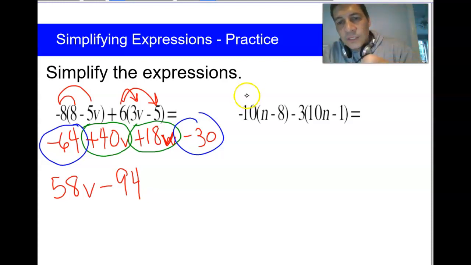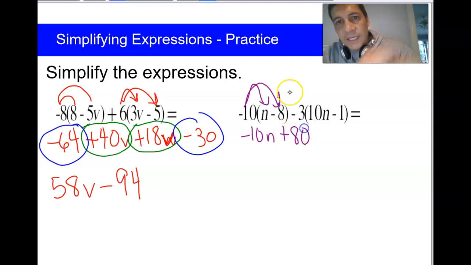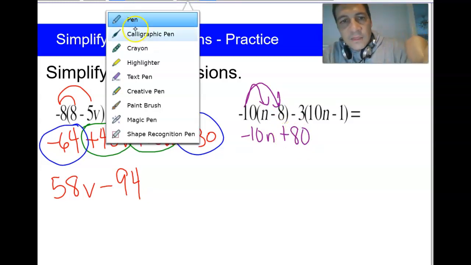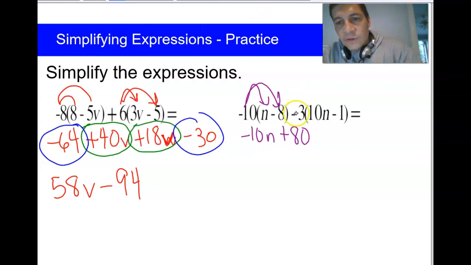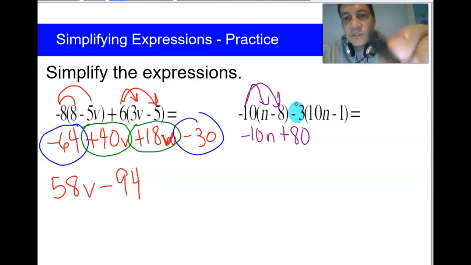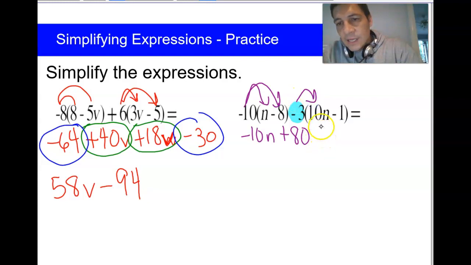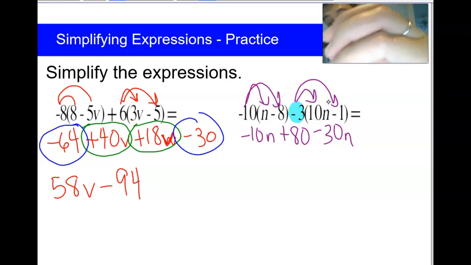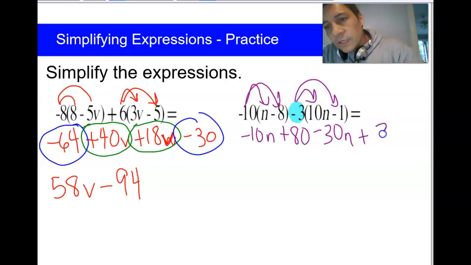And the last one, negative 10 times n, that's negative 10n. Negative 10 times negative 8, that's positive 80. I hope you noticed that that 3 has a negative sign in front of it, or a minus sign in front of it, so we treat it like it's a negative 3. What's negative 3 times 10n? That's negative 30n, so we got the minus sign in front of it. And negative 3 times negative 1, that's going to be a positive 3.